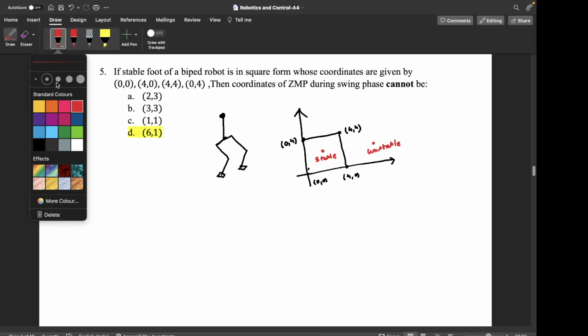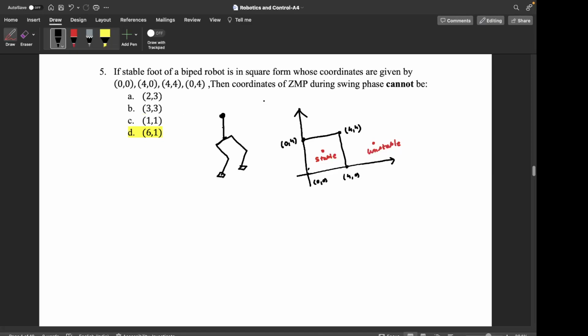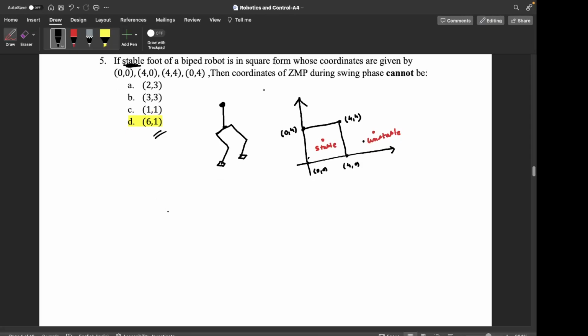So what is being asked is which of these coordinates cannot be a ZMP. First is 2, 3. So 2, 3 would lie inside, right? 3, 3 would lie inside. 1, 1 will also lie inside, but 6, 1 would not lie inside. 6, 1 would be somewhere here, and this would be unstable. So this cannot be a ZMP if we want a stable motion, right? So that's how you can comment on the stability using ZMP.